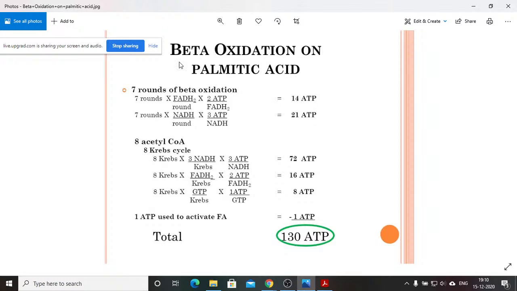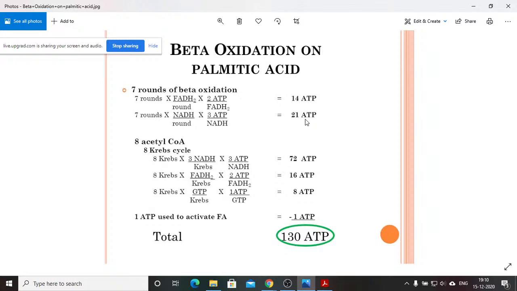Again, 1 round of beta oxidation gets 1 NADH molecule. Each NADH gives the equivalent of 3 ATP in the electron transport chain. So 7 rounds go and you have 21 ATP formed. Then, since there are 16 carbon atoms, if you divide by 2, as each acetyl CoA takes 2 carbon atoms, there must be 8 acetyl CoA molecules formed.